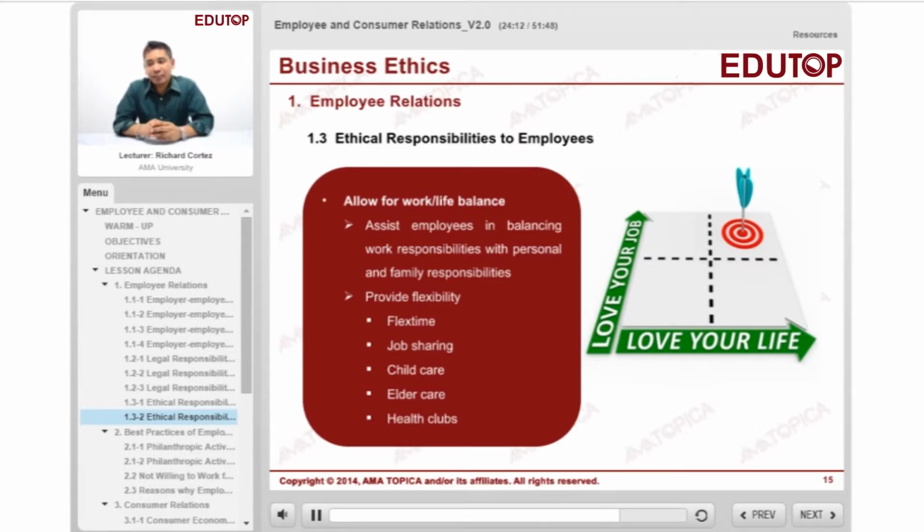And another one is elder care and health club. Health club is my personal favorite. If you are the employer, you should provide health club benefits for all the employees, so that they can always have time to recharge. That should be free. That is the time that they can recharge, rest, and relieve their stress related to the job in the company.